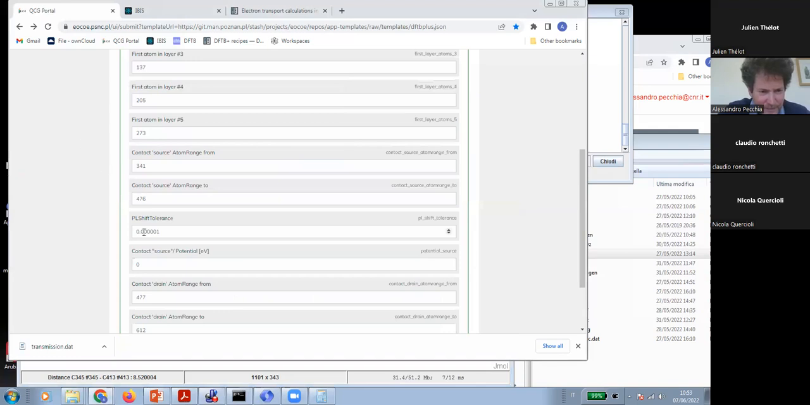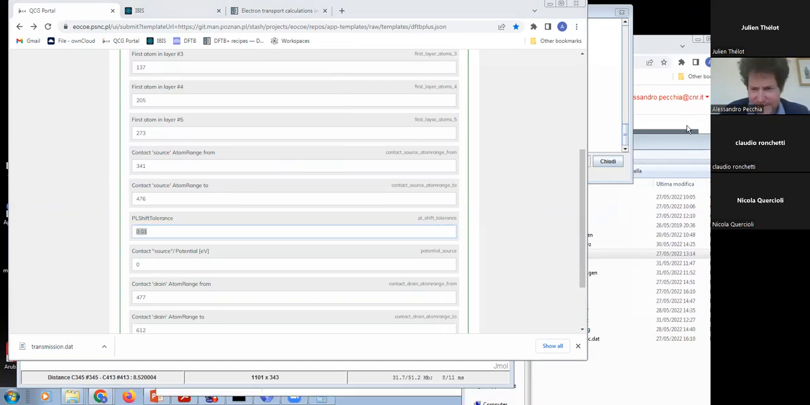So you should increase this PL shift tolerance even quite a lot if you don't have a perfectly ideal system. So I would say that we should use 0.01 to be on the safe side. And I also put here the ranges of the two contacts for if something goes wrong, so we can quickly retype everything.